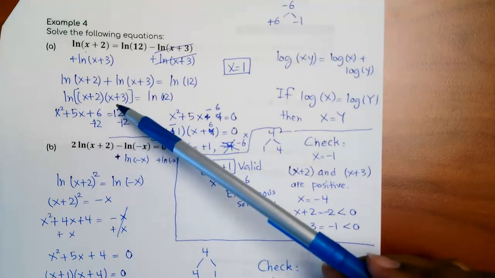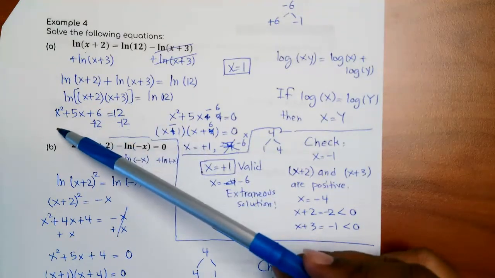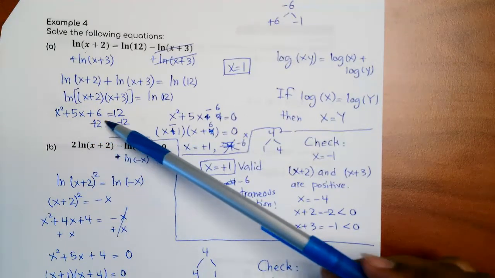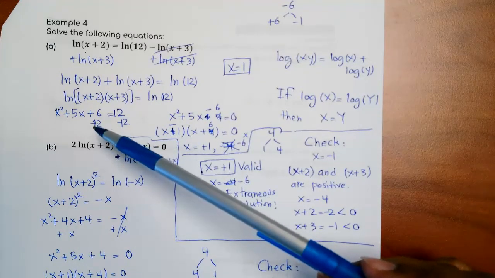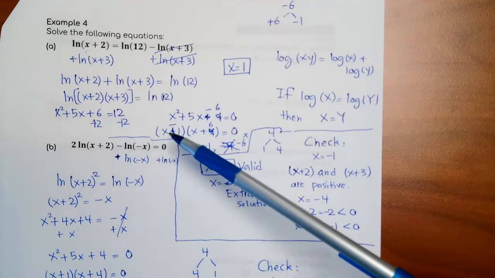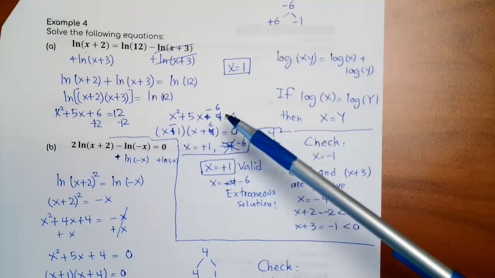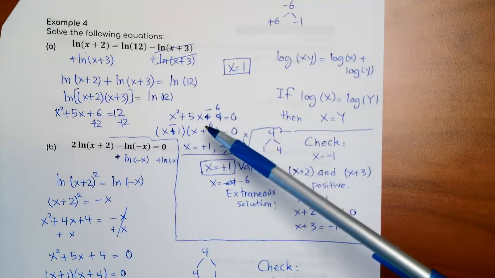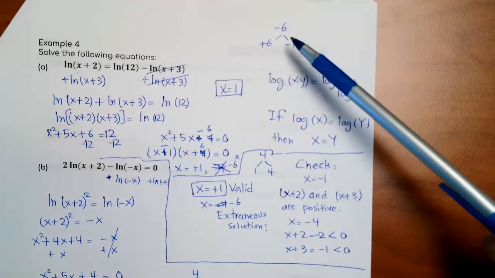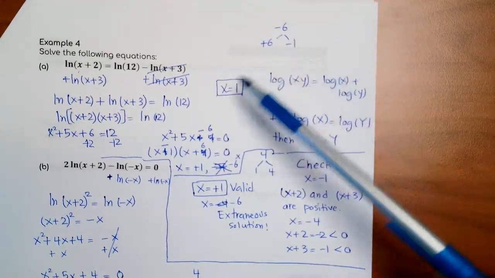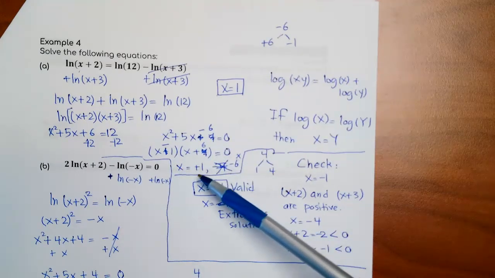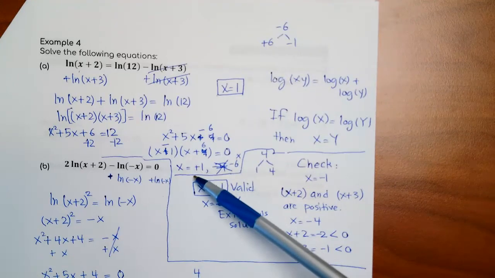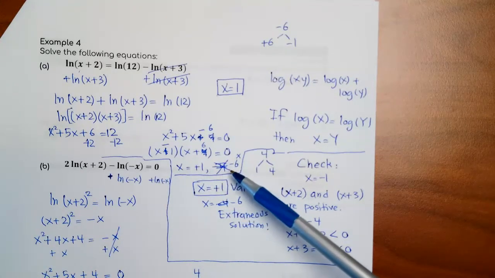So x plus 2 times x plus 3 will give us x squared plus 5x plus 6, and that is equal to 12. Then we rearrange, bring the 12 here, and it becomes negative 12. So we have x squared plus 5x minus 6 equals 0. For negative 6, we found the two factors plus 6 and negative 1. So it's going to be x minus 1, x plus 6. We have two possible solutions for x: 1 and negative 6.